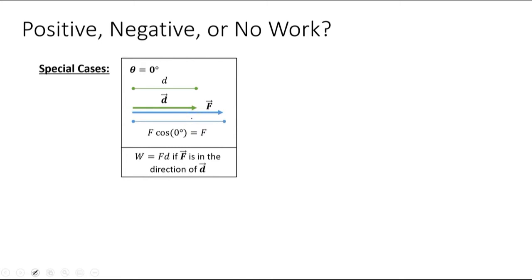Okay, and so in other words, all of F is in the same direction as D. All right, and so in this case, I would just get F times D because cosine of 0 degrees is 1. And so I would end up with work being a positive value. F and D are both always magnitudes here. And so I would end up with a positive value because I have positive F times positive D.